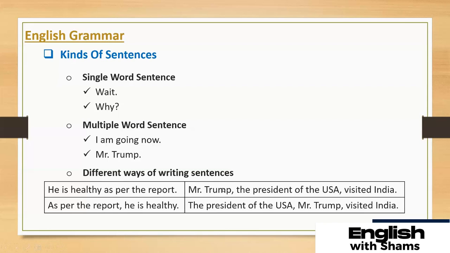Look at another sentence. Mr. Trump, the president of the USA, visited India. The same sentence can be expressed like: the president of the USA, Mr. Trump, visited India. The meaning remains the same. So what we would like to highlight, accordingly we can arrange the sentence. So we will be discussing different ways of writing sentences in English grammar, in kinds of sentences.